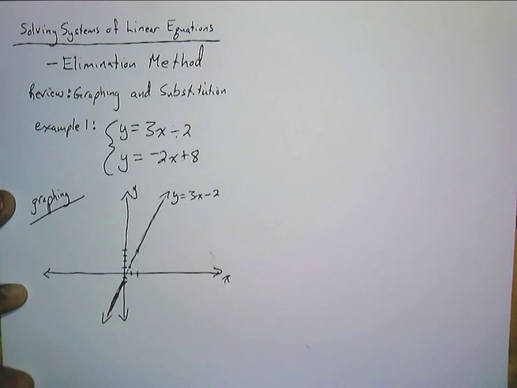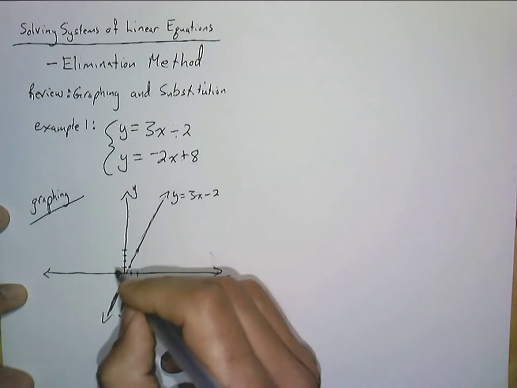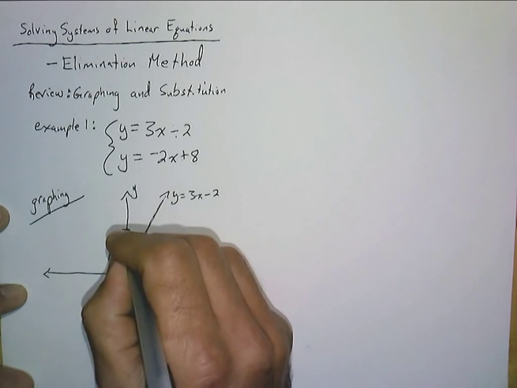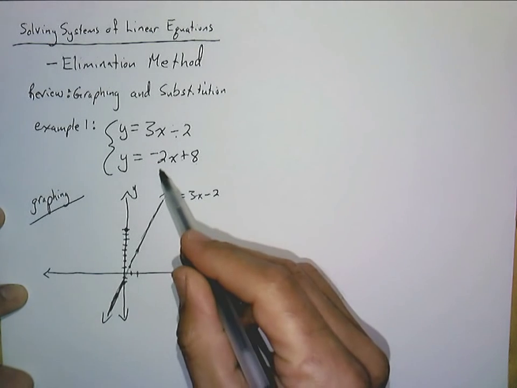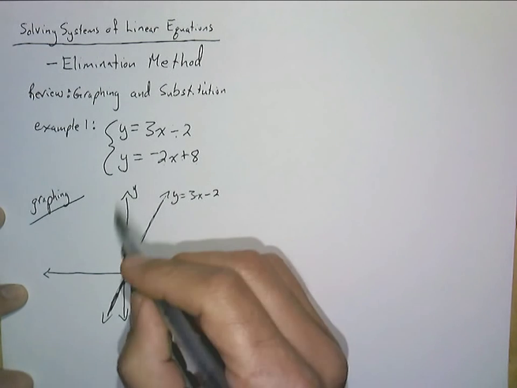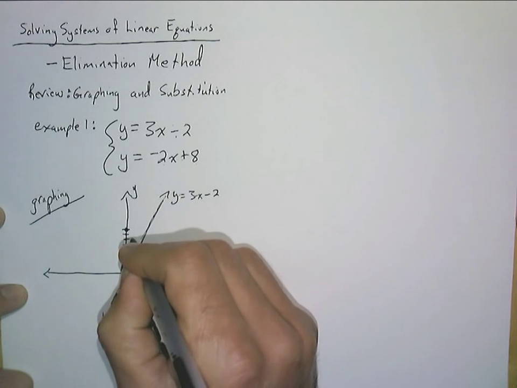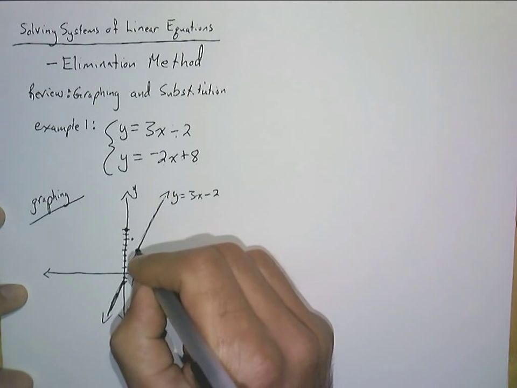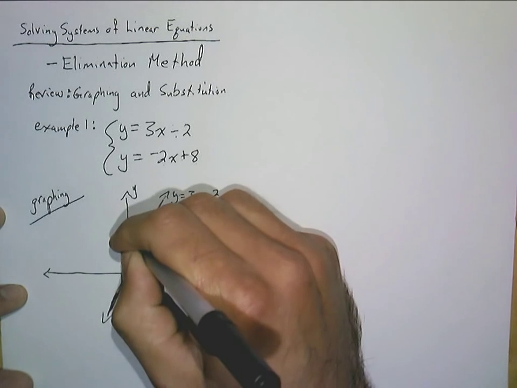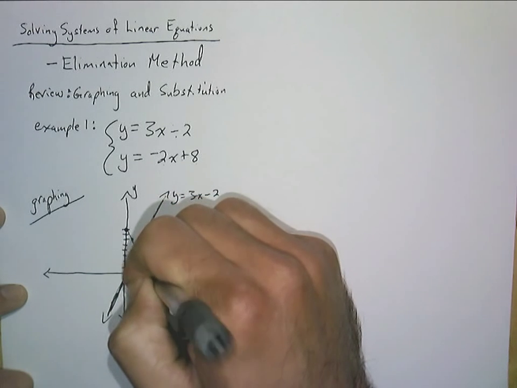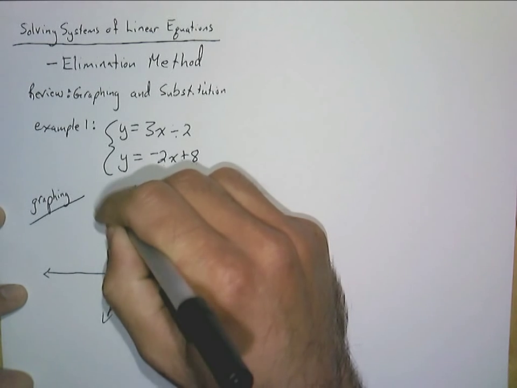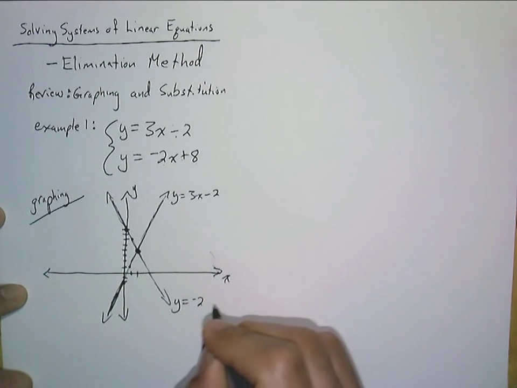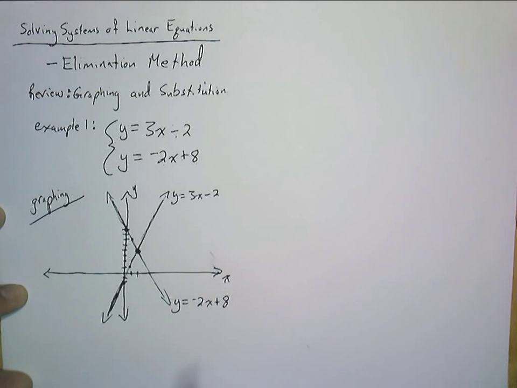Now let's plot the other line. Here we've got a y-intercept of 8, so 1, 2, 3, 4, 5, 6, 7, 8. There's the y-intercept. Now we follow a slope of negative 2: down 2, to the right 1. Let's go another one: down 2, to the right 1. Oh, hey, I think that was a point on our other line too. Things worked out pretty smoothly for us here, though of course that's not always the case. So here's the line y is equal to negative 2x plus 8.